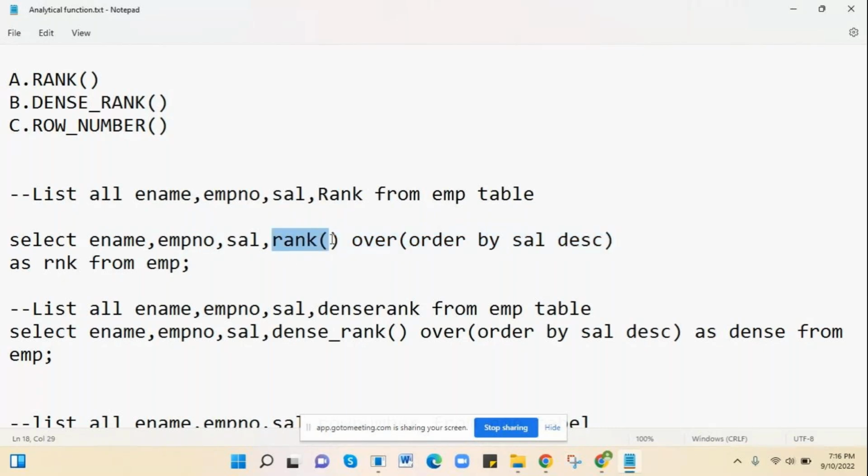Here rank is the analytical function, and over clause. Rank is a function, over is a clause. We must use the over clause with any analytical function. If you use any analytical function, we should use the over clause compulsorily. In the bracket, we should give the order. Which order? Order by salary descending. It means it will give the rank according to the salary, descending.